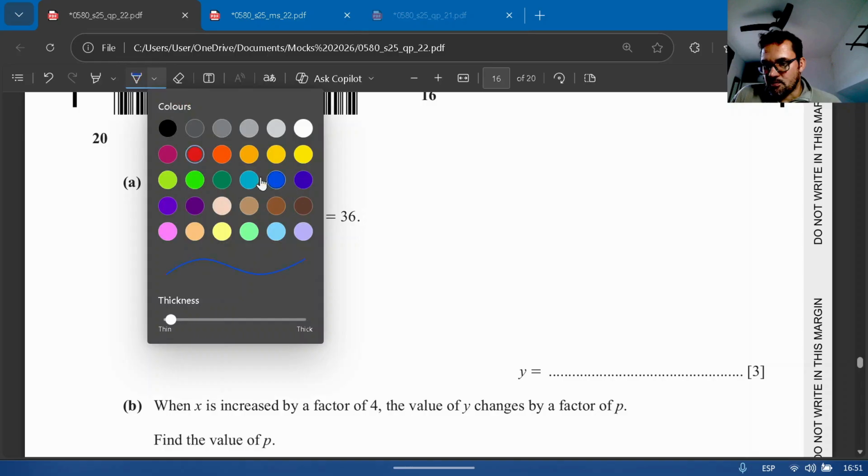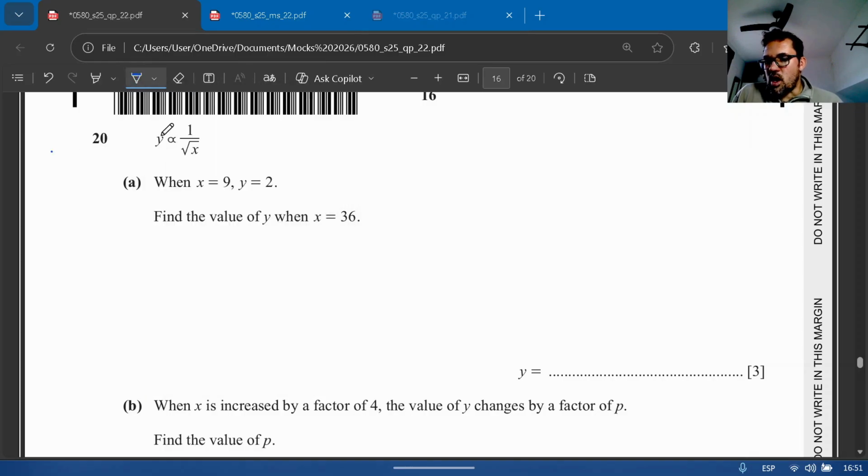Proportion. Y is inversely proportionate to the square root of x. This is what this means. Okay, so when x is 9, y is 2. Alright, now we can take this and write an equation. Y equals, but the moment we put the equal there, that's why that fishy sign is there. It means proportionate. Okay, we need to bring in the constant of proportion.